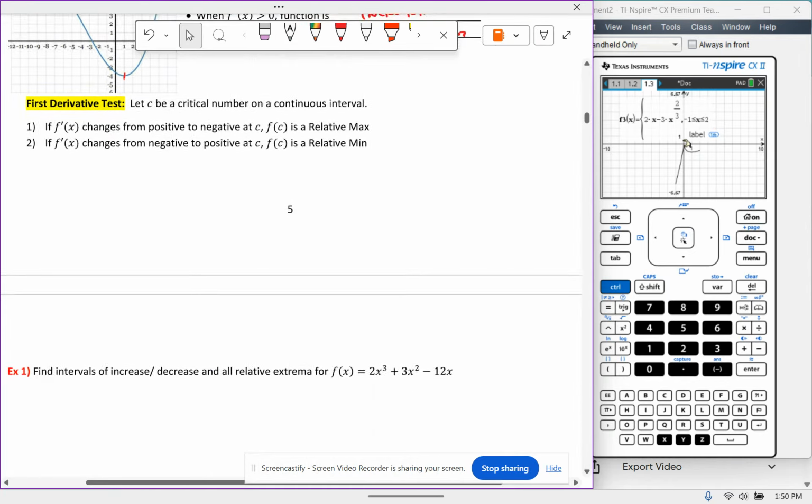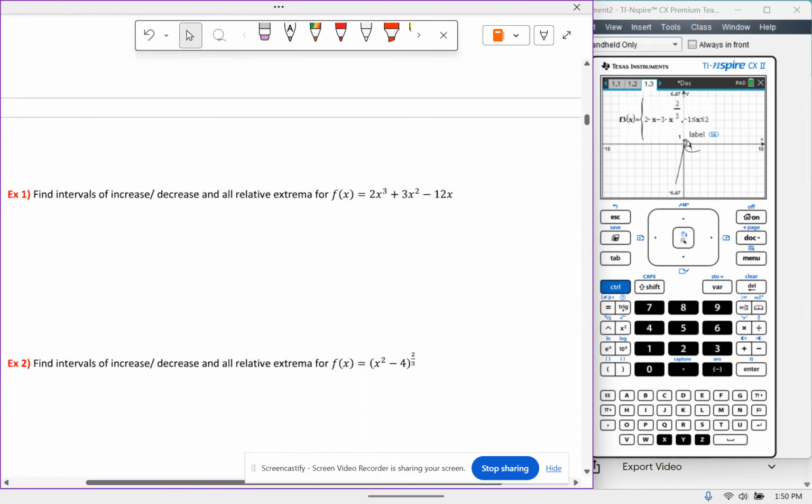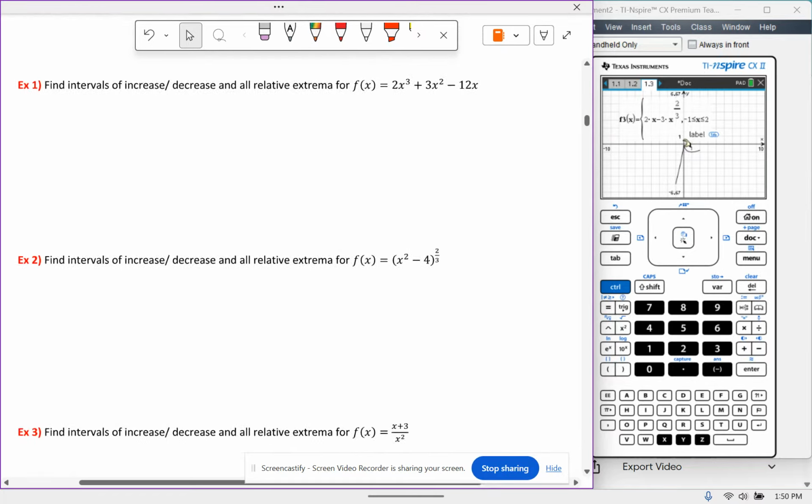So it says, let c be a critical number on a continuous interval. If the first derivative changes from positive to negative at c, f of c is the relative max. That means if the graph changes from increasing to decreasing, that makes perfect sense. There's a max there, right? Whereas if f prime of x changes from negative to positive, so the original graph is decreasing to increasing, then we've got a minimum there. What does that look like with calculus? Here we go. Let's figure out what these graphs look like. And this is all really cool because guess what you can do now? Sketch really weird stuff with this information after today and tomorrow.